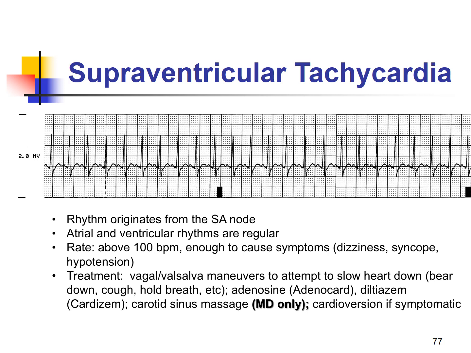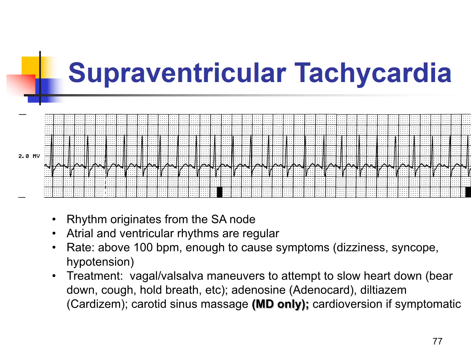Valsalva maneuver to try to slow the rate. So bear down and cough and hold your breath. That can help lower the heart rate. Adenosine is a drug that is used, Cardizem can also do it. Massaging the carotid sinuses, all done by a doctor. And cardioversion if they're symptomatic. So really fast heart rate, right?